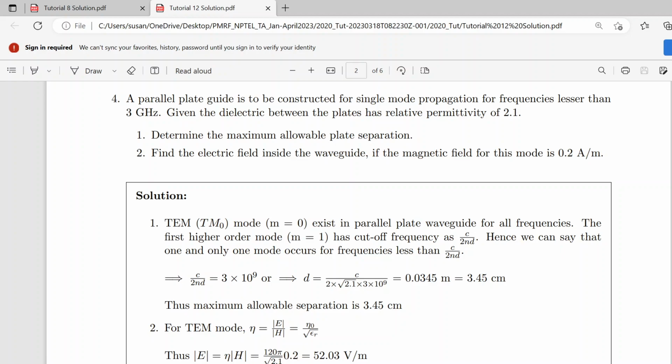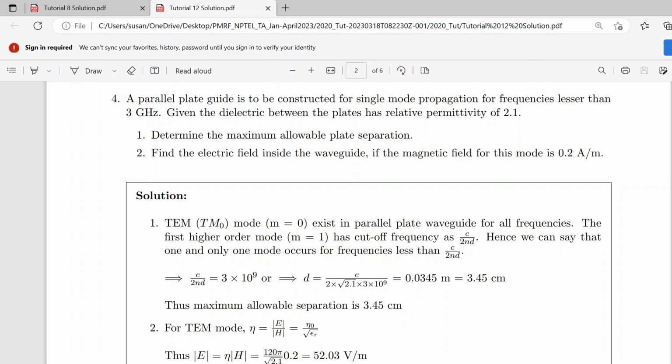Given the dielectric between the plates has a relative permittivity of 2.1, that is epsilon r is equal to 2.1. Determine the maximum allowable plate separation. What is D max? Then next question, find the electric field inside the waveguide if the magnetic field for this mode is 0.2 ampere per meter.